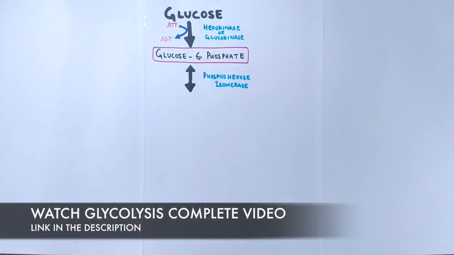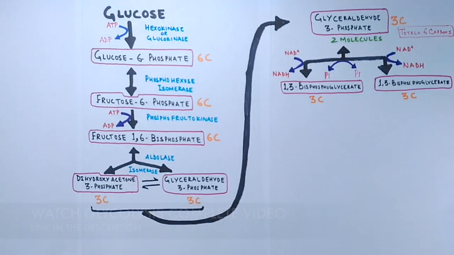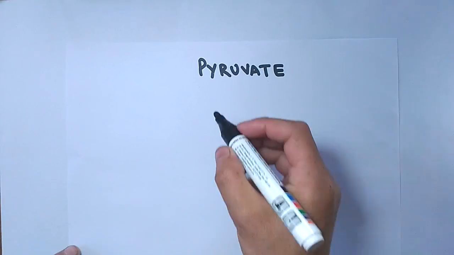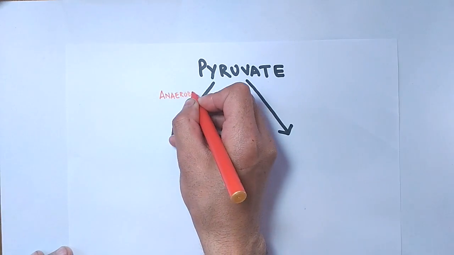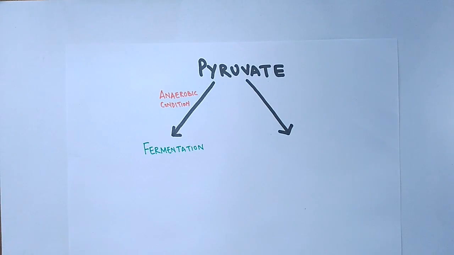In the glycolysis, we saw there was a breakdown of glucose molecule to two molecules of pyruvic acid or pyruvate. Now this pyruvate molecule has two ways to go. If there is anaerobic condition, that's in the absence of oxygen in the cell, the pyruvate will go through fermentation process, which we have already discussed.